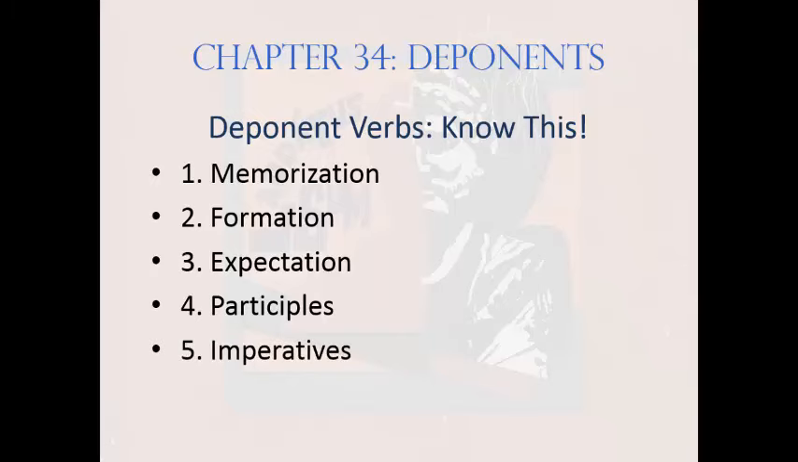Fifth, imperatives. Passive imperatives. How often have you heard, "Be loved, my child"? Not often, I'm gonna guess. So you'll have to learn 2 new forms here. And finally, principal parts. If there's no active, how can there be a third principal part, the perfect active? So let's go back and examine carefully these 6 things you need to know about deponents one by one, starting with memorization.